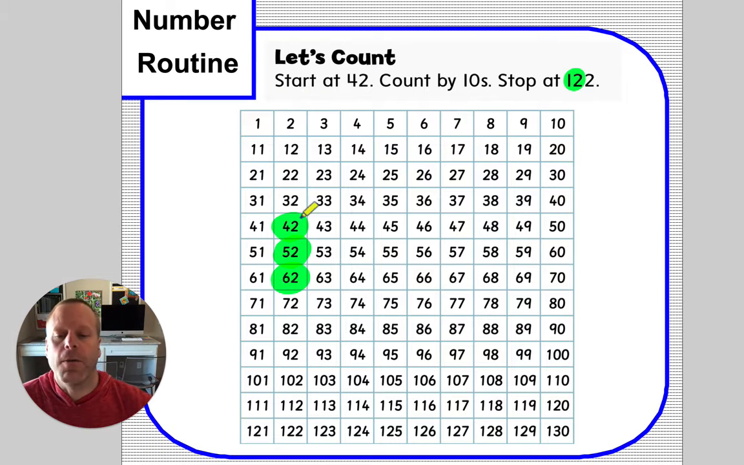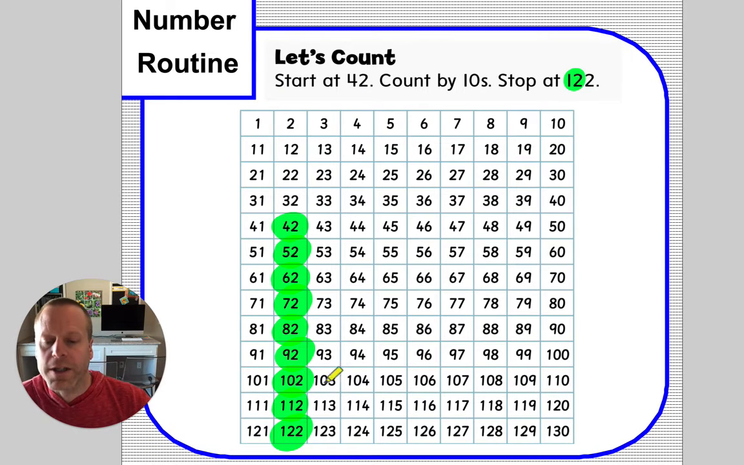122. So 42, 52, 62, 72, 82, 92, and then we have to regroup. When we have 9 of them, we got an extra 10. So now it comes all the way over to the hundreds place. 102, 112, 122. You should notice that the pattern is that each time they get 10 more, and the ones do not change. All right, let's try another one here.